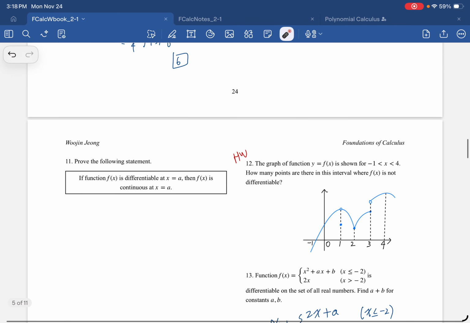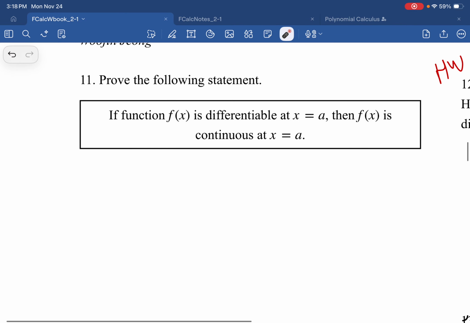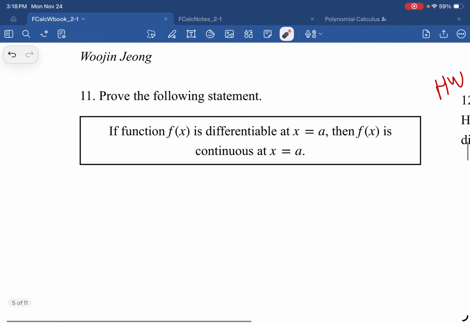All right, so number 11, I think I told you that we can go over this together in class.